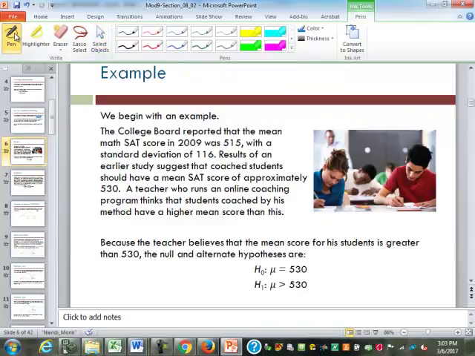So in this example, we begin. The College Board reported that the mean SAT score in 2009 was 515, with a standard deviation of 116. Results of an earlier study suggested that coached students would have an SAT score of approximately 530. The teacher who runs an online coaching program thinks that students coached by this method have a higher mean score than this. So that's going to become the alternative. The null is that the score really is 530 if they're coached, and the alternative, what the teacher is saying, is that it should be more than 530.